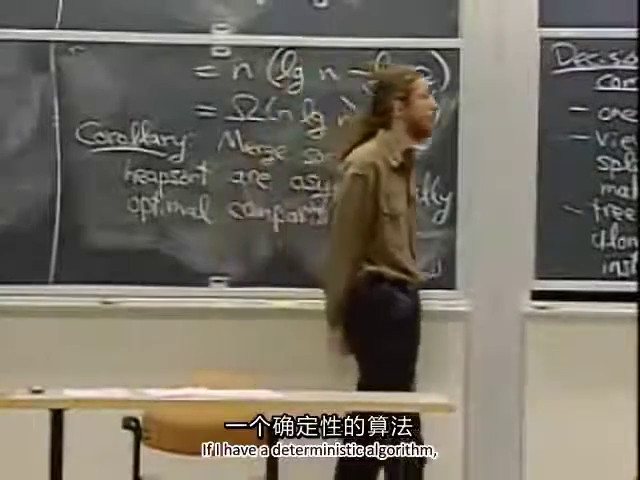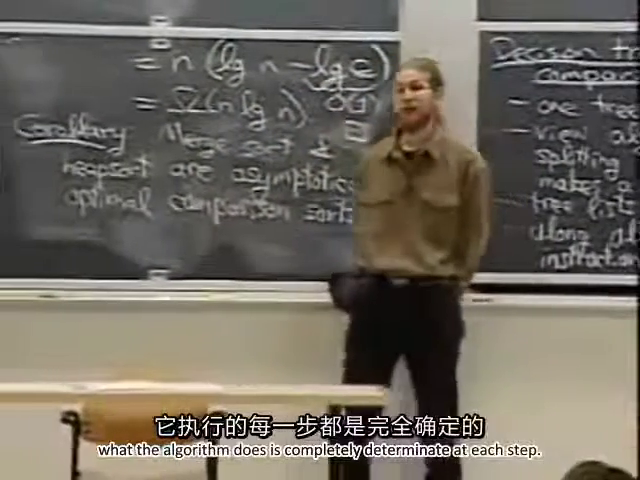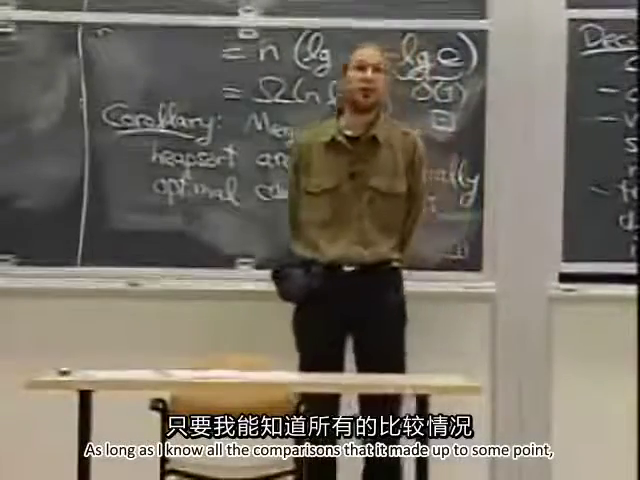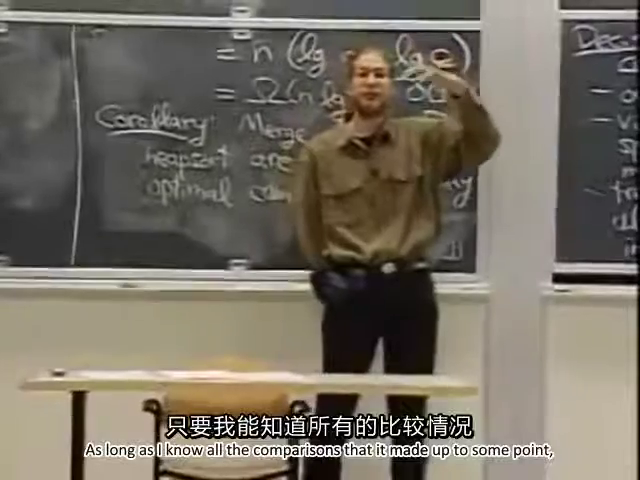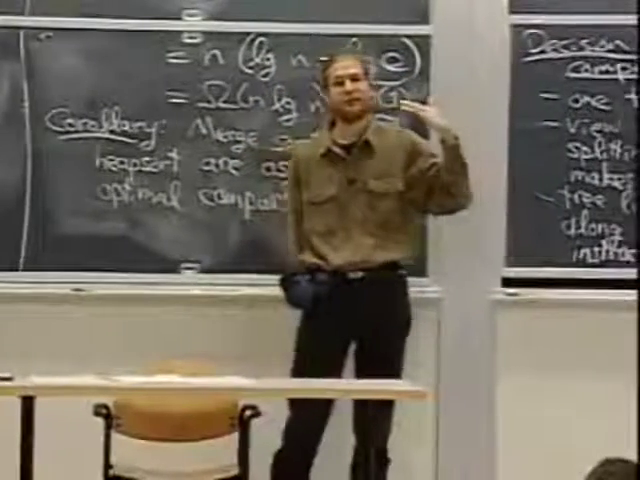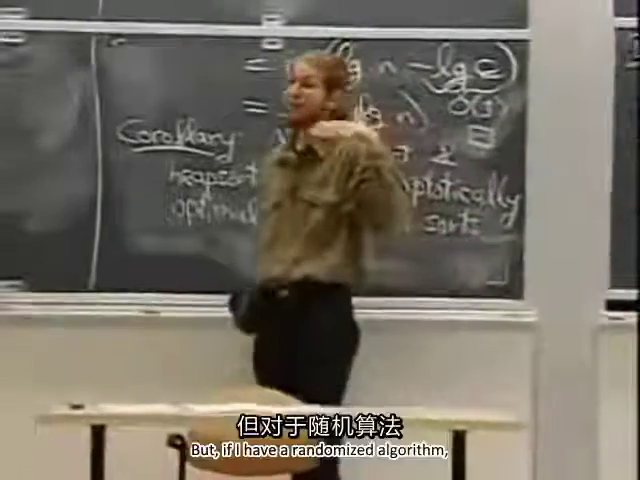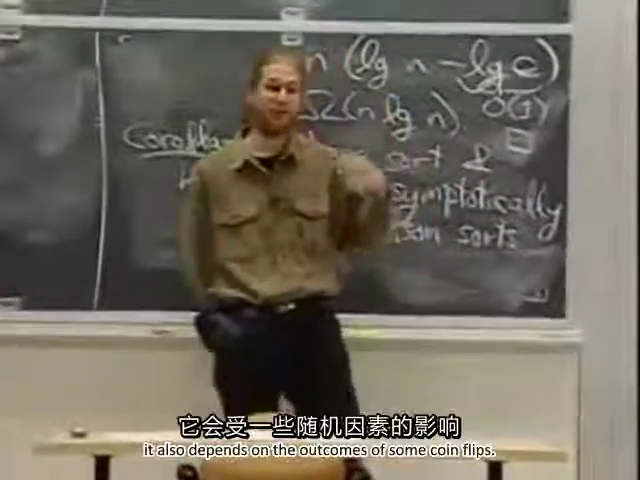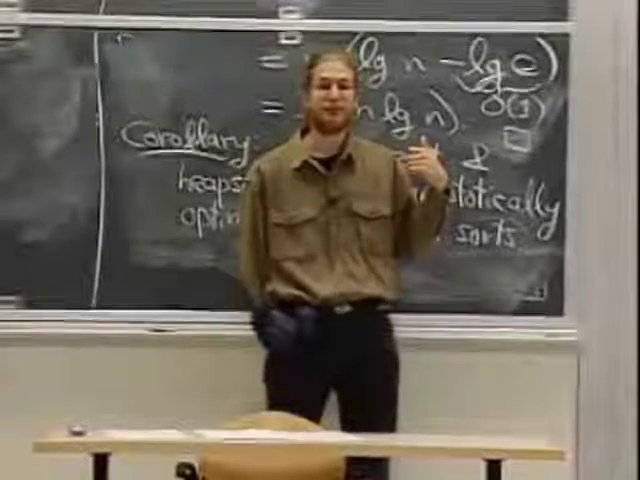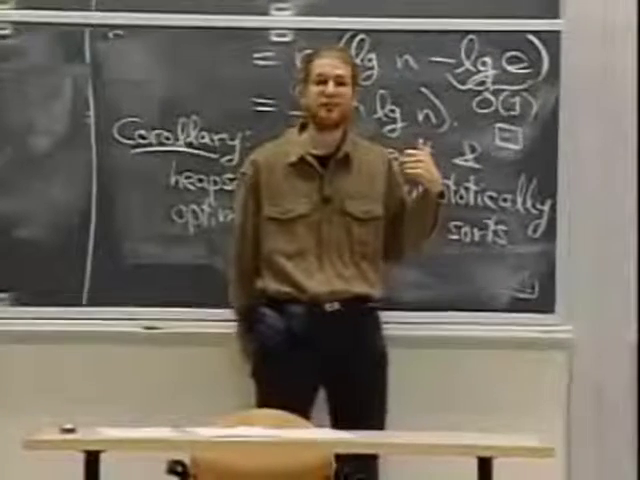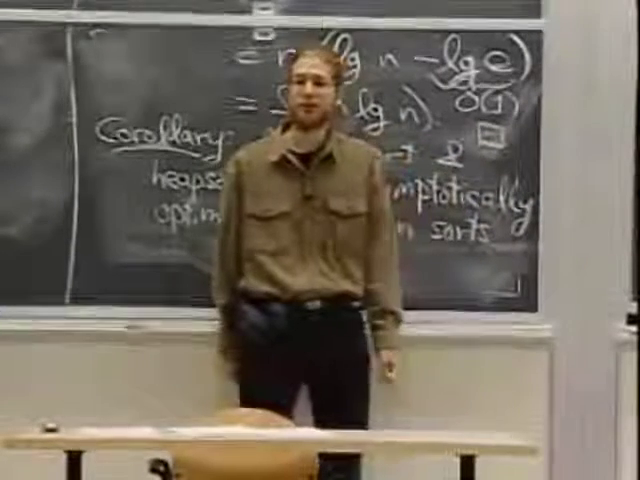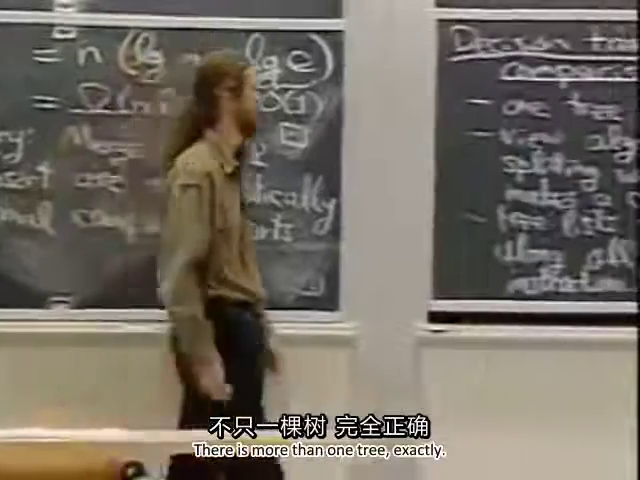So if I have a deterministic algorithm, what the algorithm does is completely determined at each step. So as long as I know all the comparisons that it made up to some point, it's determined what that algorithm will do. But if I have a randomized algorithm, it also depends on the outcomes of some coin flips. So any suggestions what breaks over here? More than one tree. There's more than one tree, exactly.